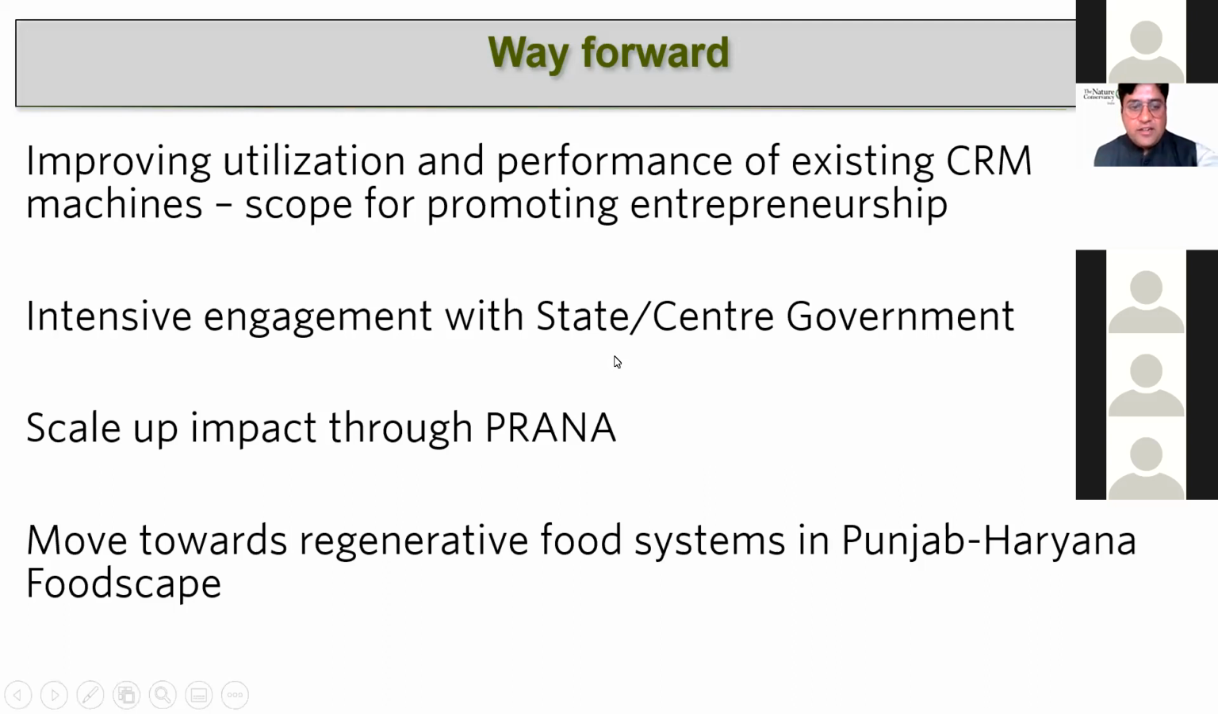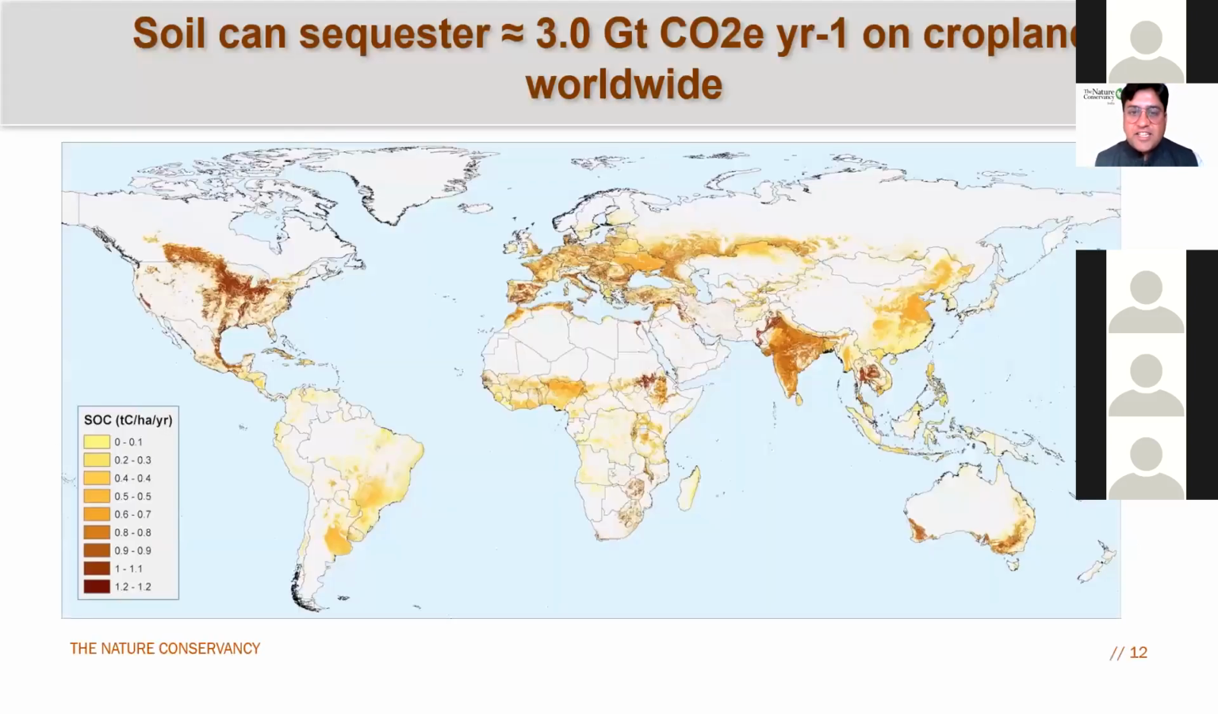Okay. And then lastly, the purpose of all these exercises in the next few years is that we want to move towards a regenerative food system in the Punjab and Haryana foodscape. When I say regenerative food system, we mean a comprehensive system that I'll cover in my next slide also. You can see that the potential for India to sequester soil organic carbon is huge. The study has been done by TNC globally, and India has a great potential for it.